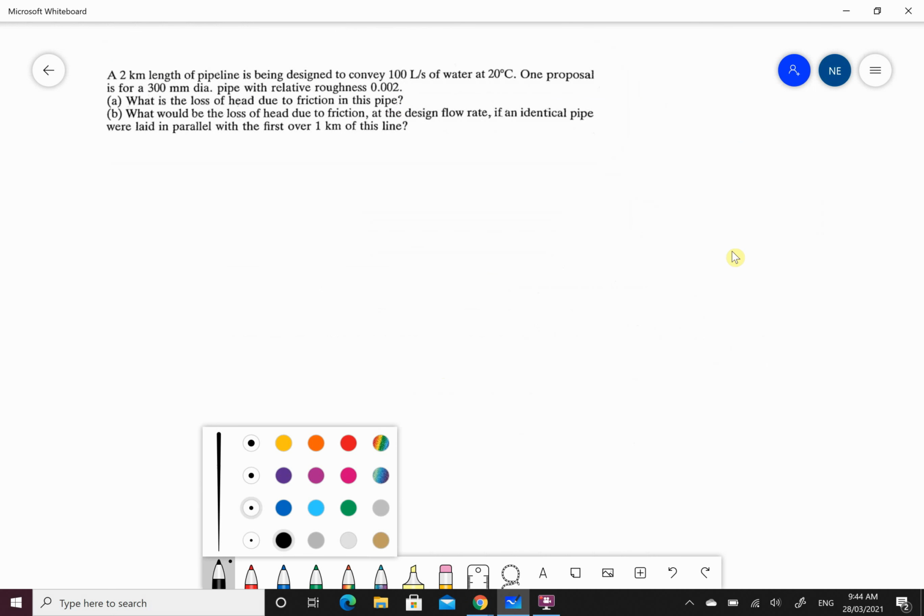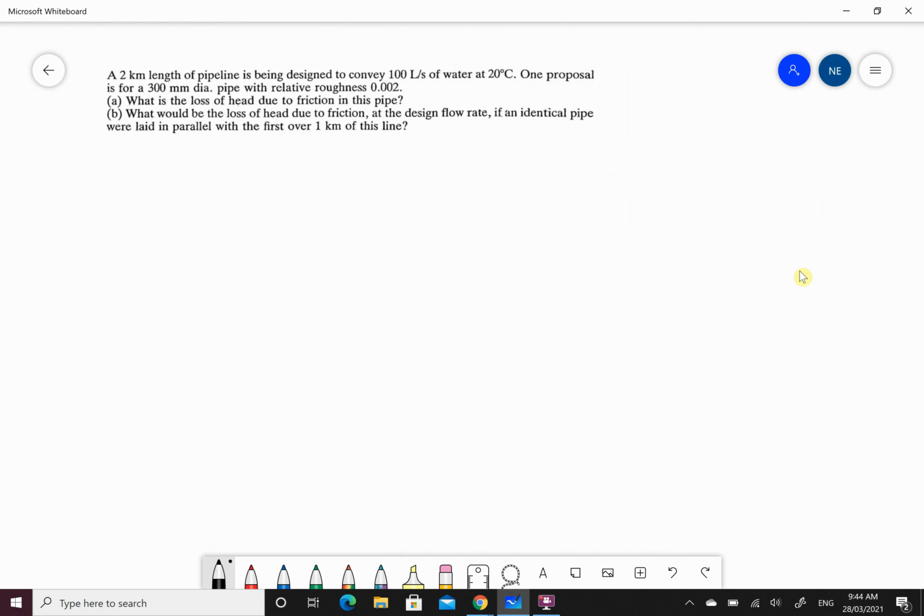Righto, let's begin. So I have Q of 100 litres per second. My water is 20 degrees. My diameter, D, is 300 millimeters, so 0.3 meters. My relative roughness, 0.002. What is the head loss due to friction in this pipe? So what we need to do is we need to work out our Moody diagram, which means we need our Reynolds number, and we're given our relative roughness.